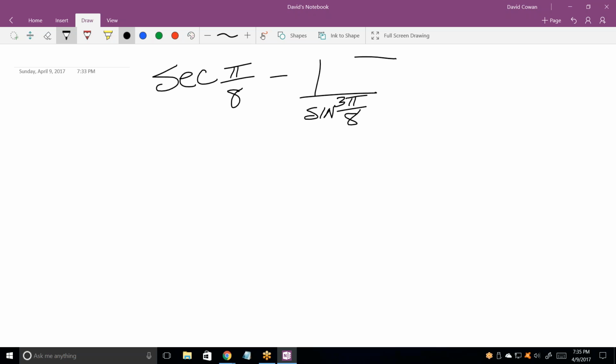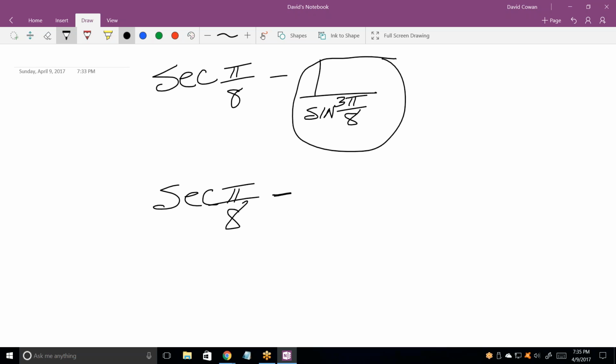What is this equal to? What's its reciprocal? What's the reciprocal of sine? Cosecant. Right. So that's the same as cosecant of 3 pi over 8.